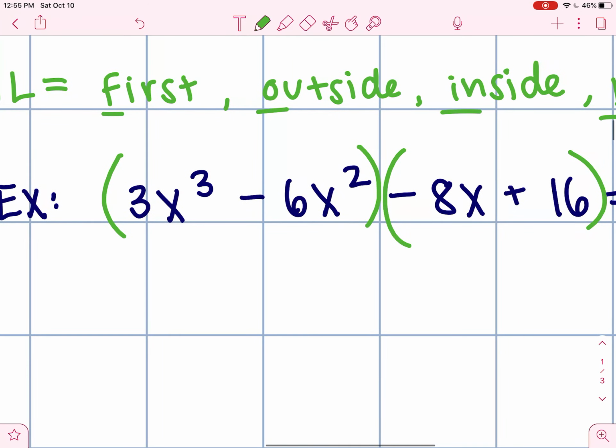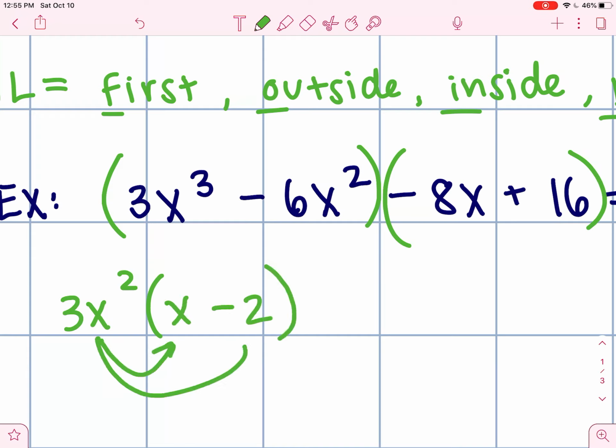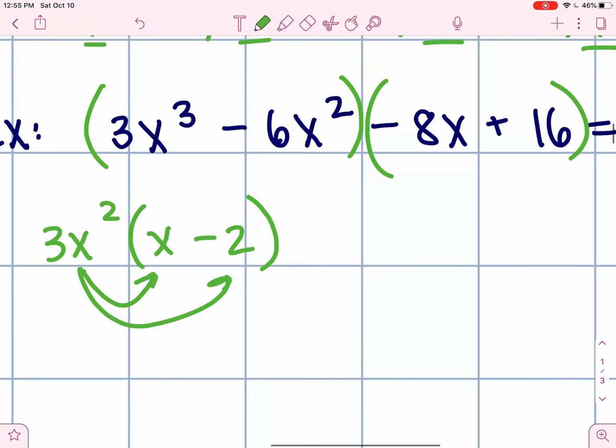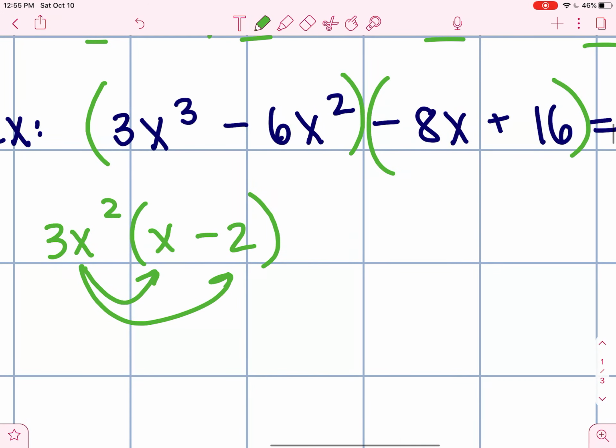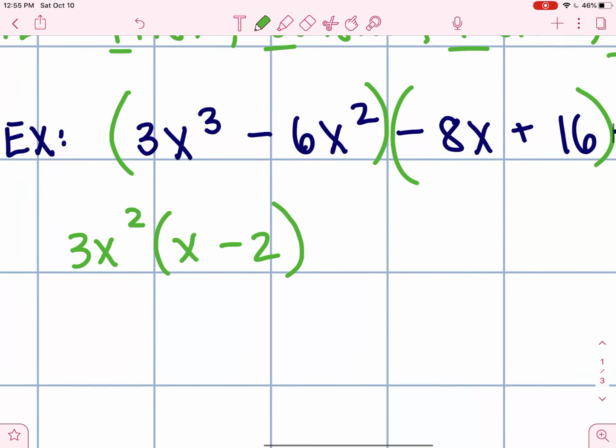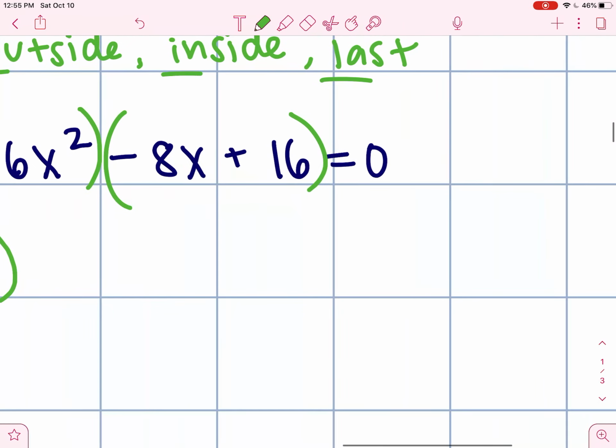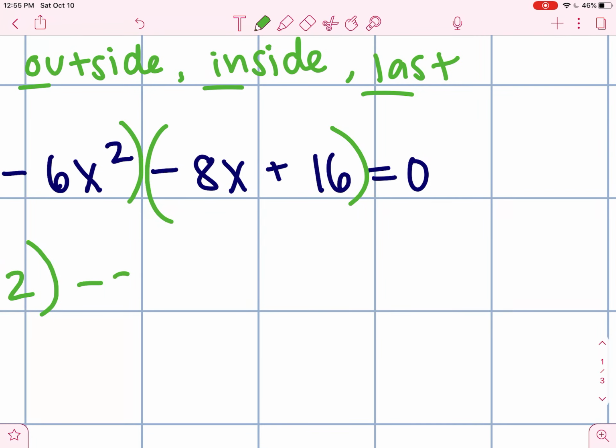In the first one, I would factor out 3x squared, and I would be left with x minus 2, because if we multiply 3x squared times x, and 3x squared times 2, we would get 3x cubed minus 6x squared. But this is the first half. Now, if I want to factor out from here, I would factor out negative 8. And I would be left with x minus 2.